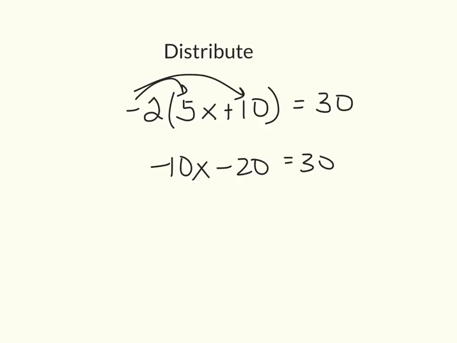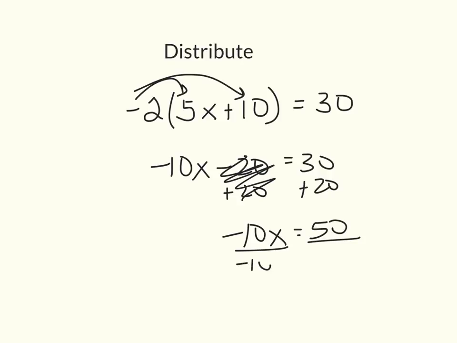Which is more simple, times negative 10 or minus 20? Minus 20 is more simple. I get rid of it by doing plus 20 on both sides. That goes away. Minus 10x equals 50. Divide both sides by minus 10. X equals negative 5. Now, did you hear me calling negative 10 minus 10? That's A-OK. Minus and negative are 2 names for the same thing, just like plus and positive are 2 names for the same thing.